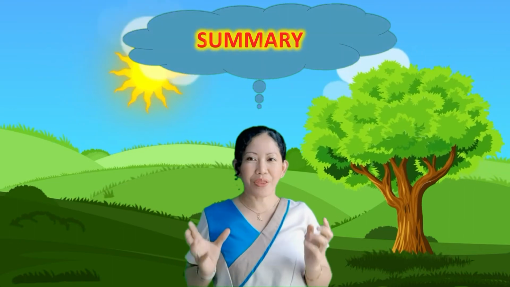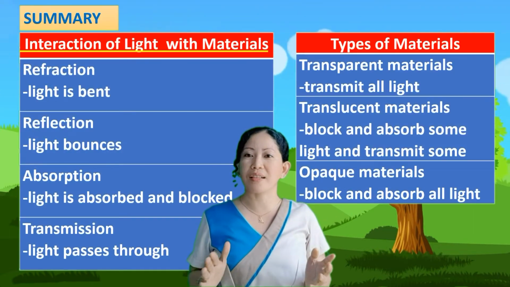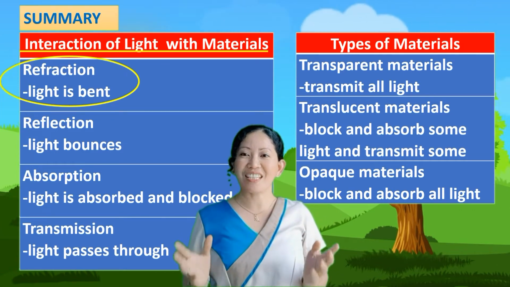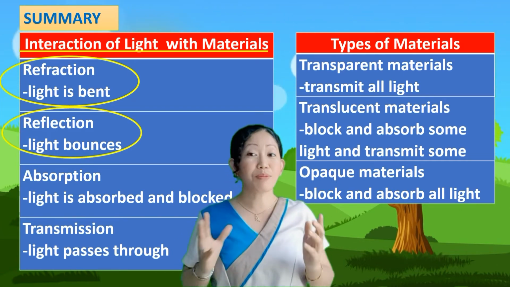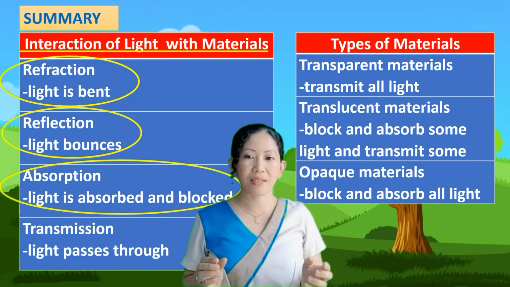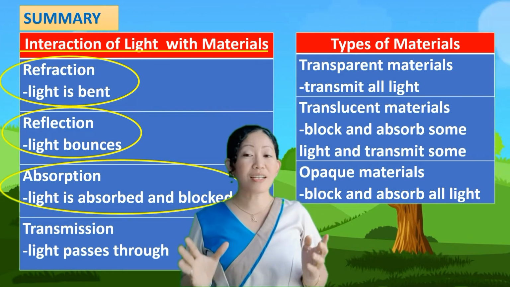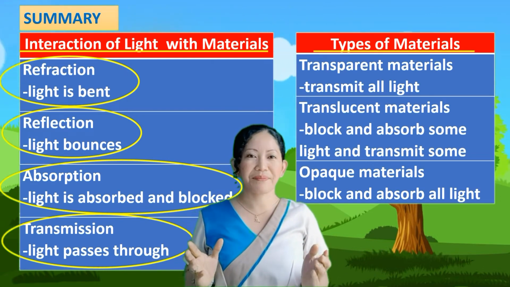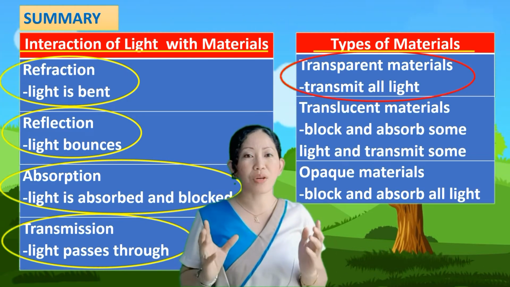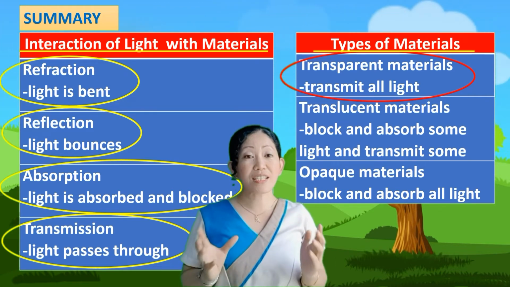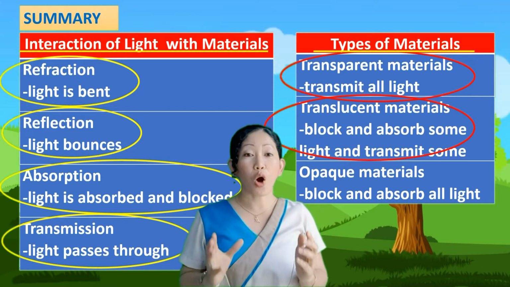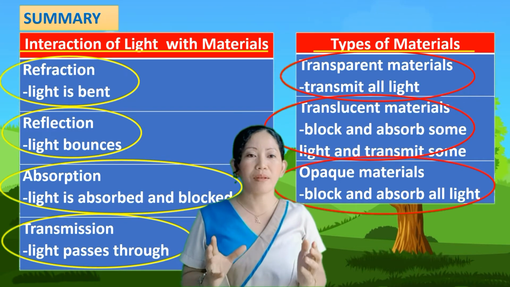To summarize our lesson, these are the interactions of light with materials. Refraction, light is bent. Reflection, light bounces. Absorption, light is absorbed and blocked. Transmission, light passes through. These are the types of materials. Transparent materials transmit all light. Translucent materials block and absorb some light and transmit some. Opaque materials block and absorb all light.